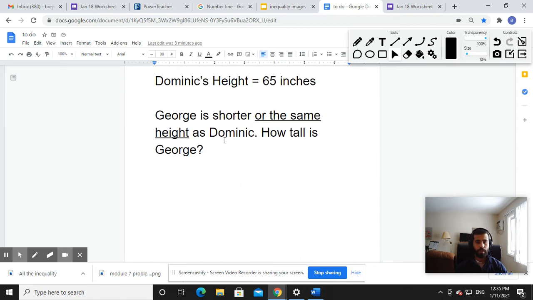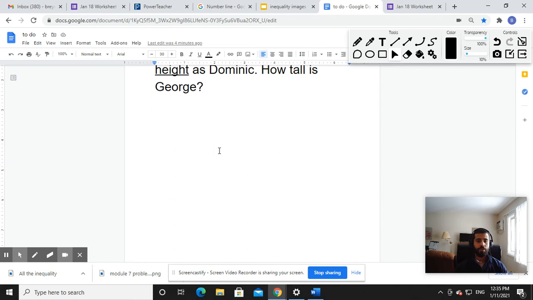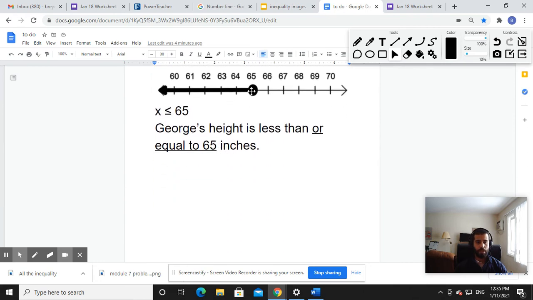Now, here's another situation. Dominic is 65 inches tall. George is shorter or the same height as Dominic. How tall is George? In plain English, that would be, well, he's either 65 inches or something smaller. And using the math symbols, we would have this number line where 65 is filled in because he might be that same height. Here we have this sign where it's slightly different. You have a little line underneath the inequality. And what that means is less than or equal to. George's height is less than or equal to 65 inches.